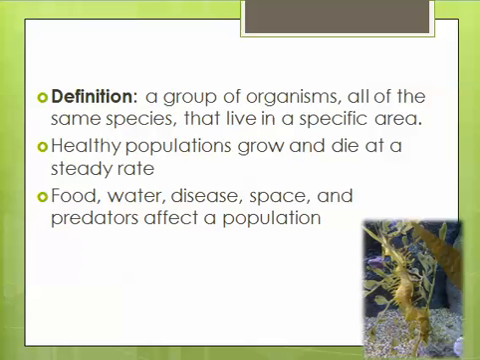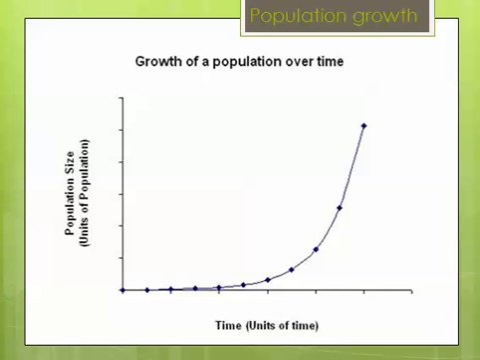A healthy population grows and dies at a steady rate, and the population is affected by a variety of things, including the availability of food, water, space, and then also things such as disease and predators. Now, the population growth follows what's called a J-curve, and you can see this illustrated in the graph above. Population growth starts out slow, since the number of breeding individuals is low, and then, over time, as there are more breeding individuals, the population starts to come up, and that's where you see the J-curve.